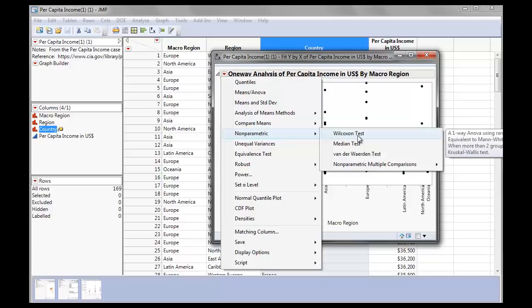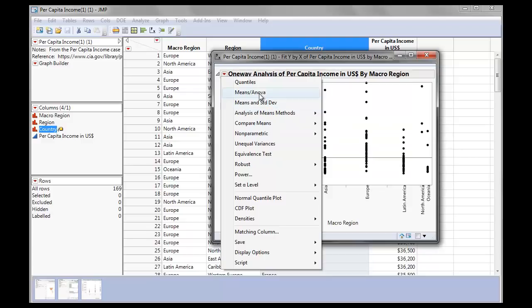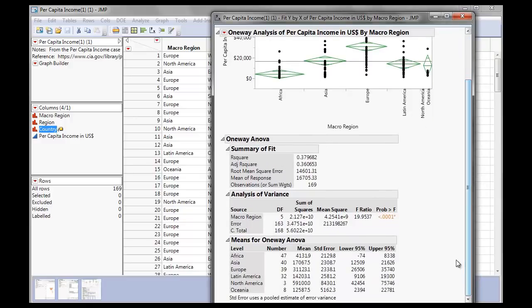We know Wilcoxon is for only 2 groups, but if we have more than 2 groups, the nonparametric test will be automatically Kruskal Wallis. We start with analysis of variance. Just by clicking on ANOVA, we will get this output.